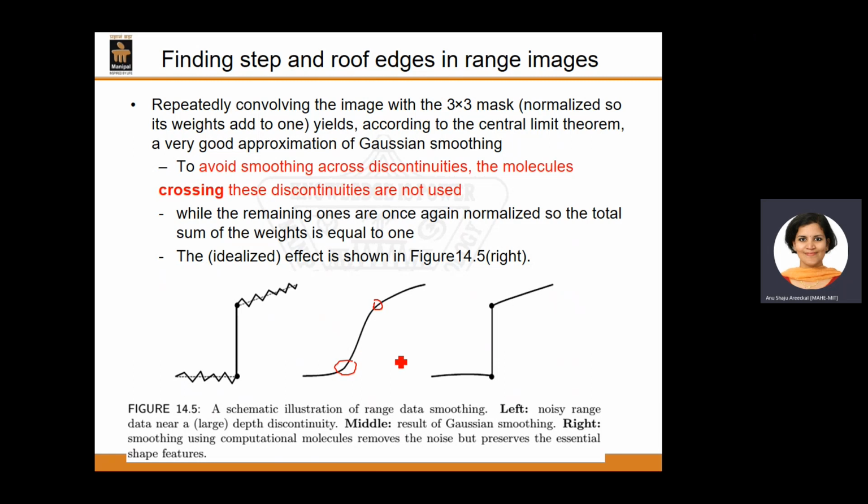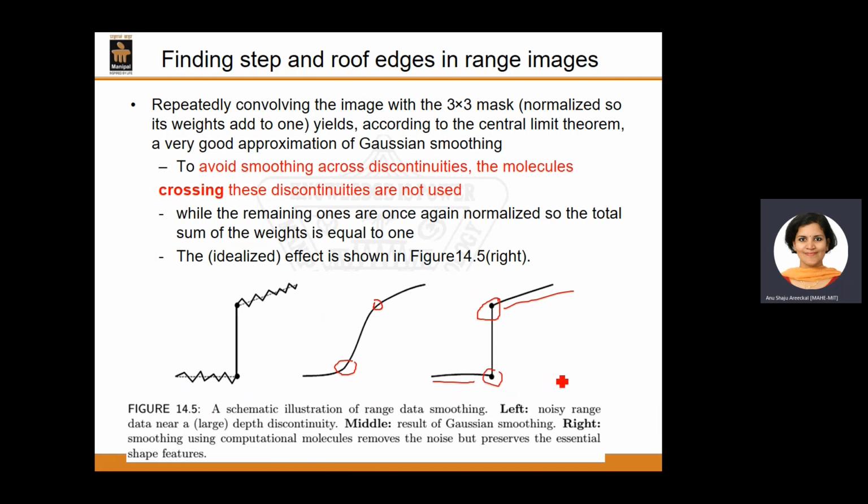Overall, this is how it will look when you use the computational molecules to filter the image. Prior to that you need to do the Gaussian smoothing also. So after Gaussian smoothing, use the molecules and convolve over the image. Then this is how the resultant image would look, and that is exactly what we want, where all the other regions are smoothened out, whereas the discontinuities are unaffected.